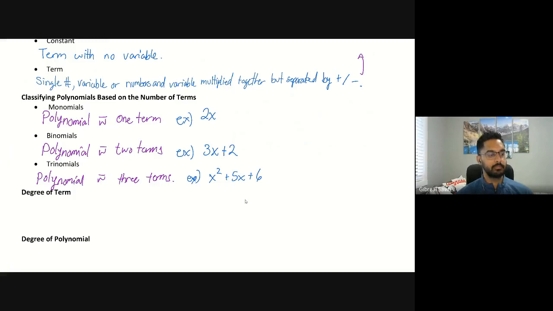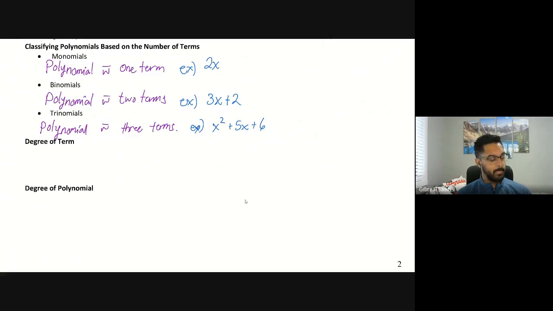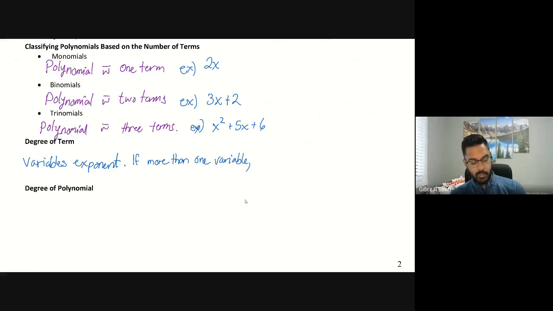Okay, there's a trinomial. Now degree is something that you might have touched on in grade 9 or you might not have. Now a degree is going to be talking about the variable's exponent. Okay, so if I have x squared as my term, the degree of that would be 2. Okay, so we'll just take the variable's exponent here. But if there's more than one variable, we take the degree to be the sum of exponents.